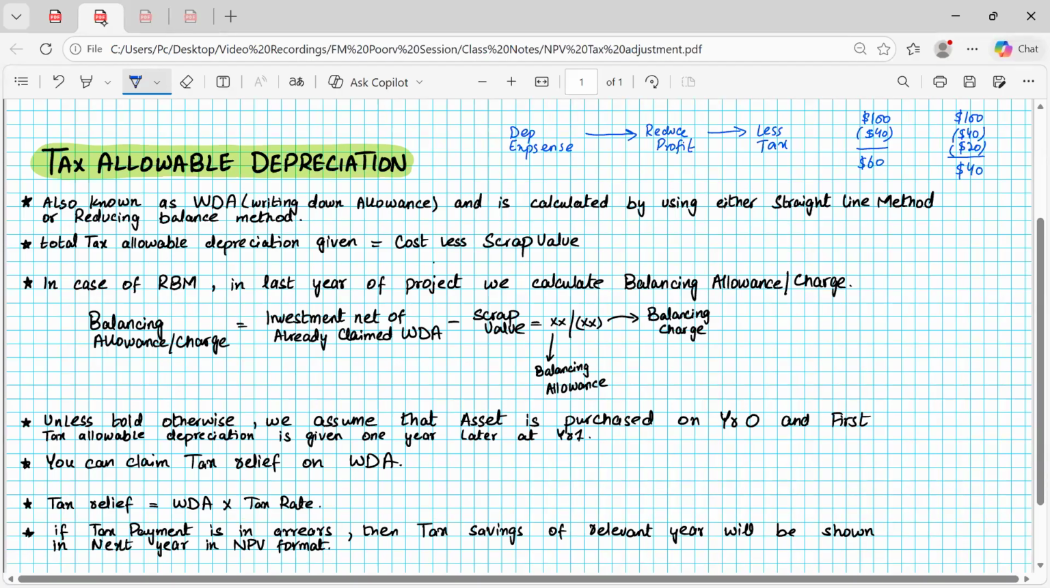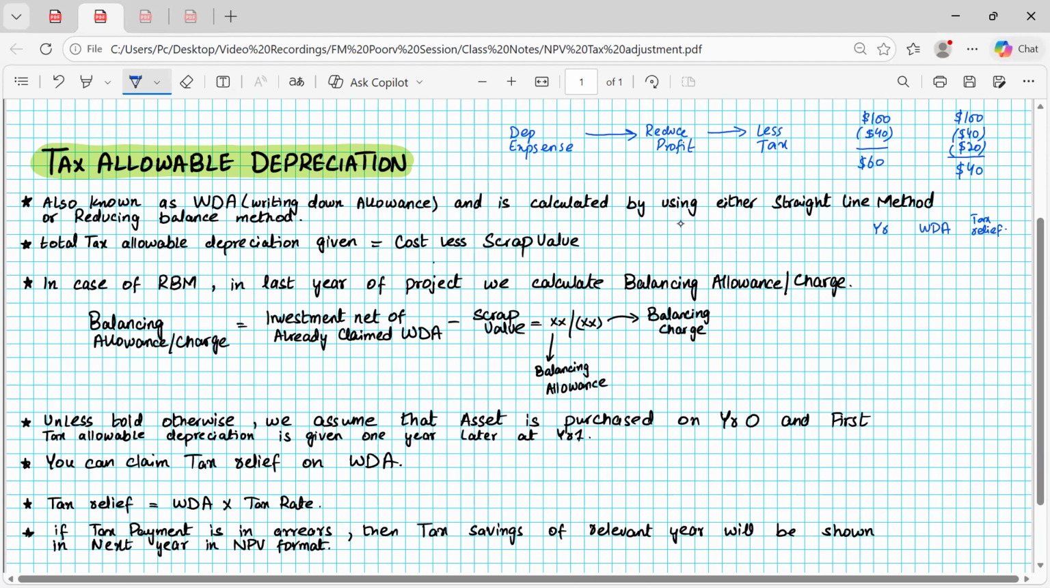Now let me write down an example here, and I will try to explain it. So let's say there is year, and written down allowance, and tax relief or tax savings.